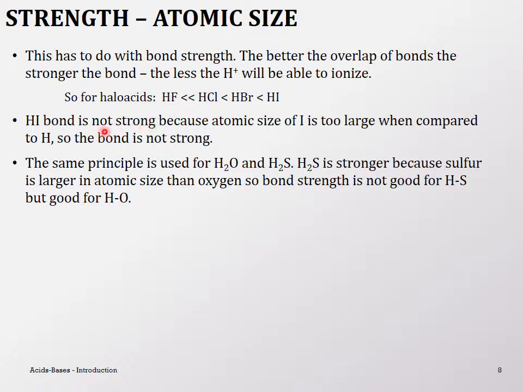The same thing happens if you're comparing H2O with H2S. Hydrogen sulfide is going to be a stronger acid because sulfur is larger in atomic size, and so the bond strength is not very good. Which means that hydrogen sulfide is a stronger acid than water would be. And remember, water is actually amphoteric, okay? It's the same kind of principle anyway. So that is according to atomic size.